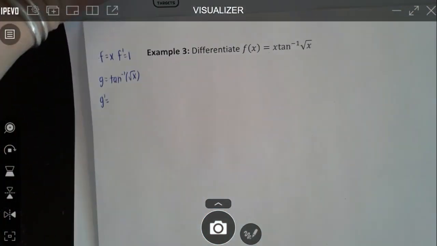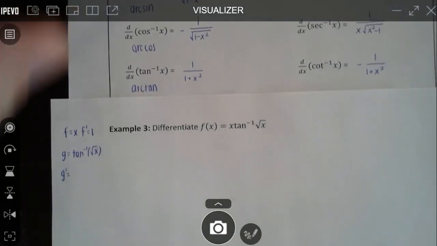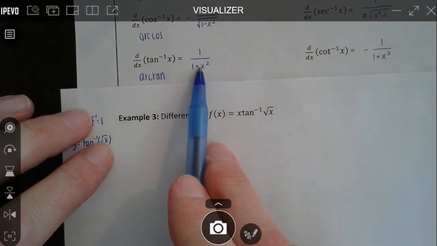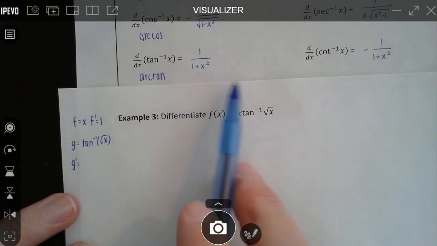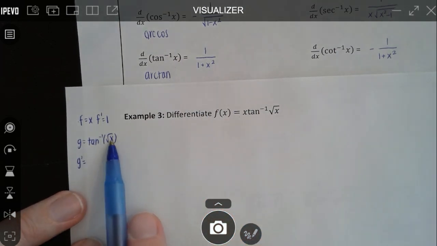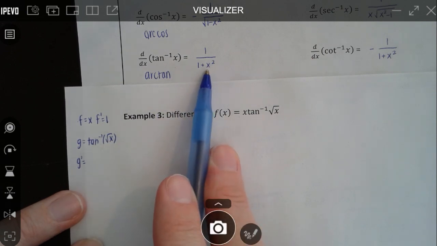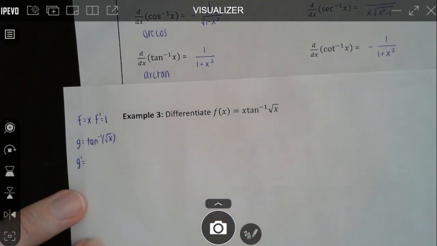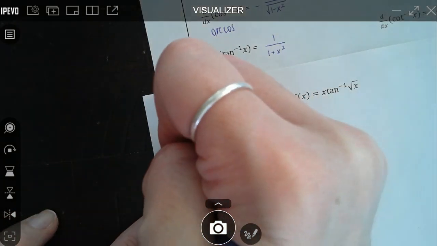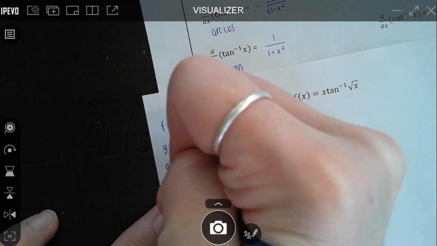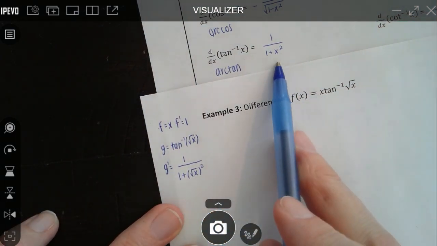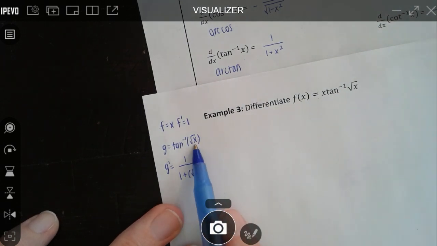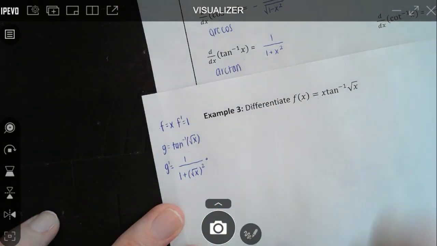So if I go back and look at my formulas here, looks like the inverse tangent derivative is 1 over 1 plus x squared. But again, that's only when this thing is x. In this case, my thing next to it is the square root of x. So what I'm going to have to do is plug the square root of x into this x over here, and then I'm going to have to apply my chain rule. So my derivative would be 1 over 1 plus the square root of x squared, because again, I'm replacing the x in the formula with what I have in here. But here's the chain rule part.